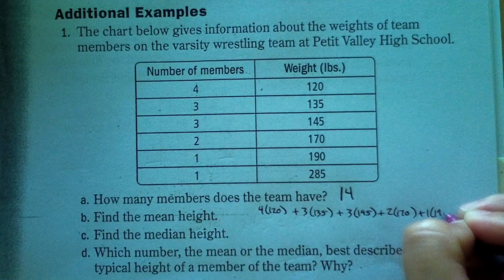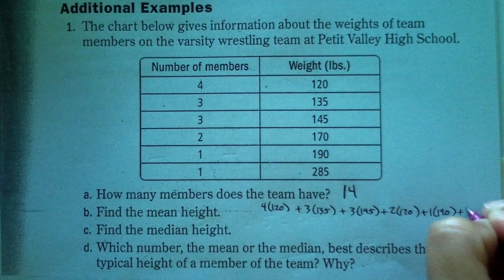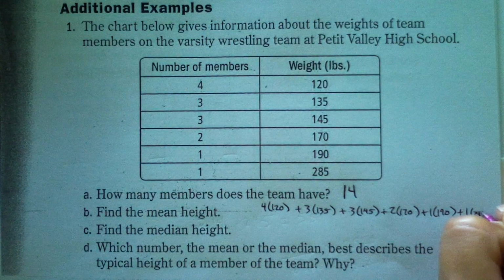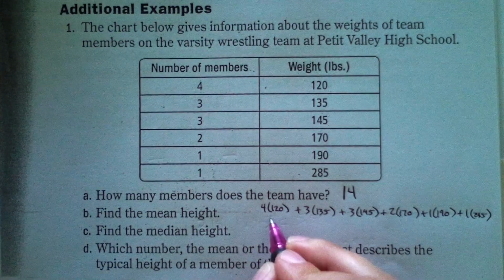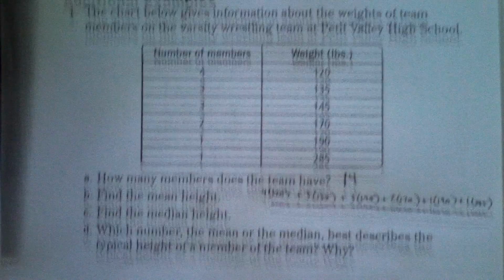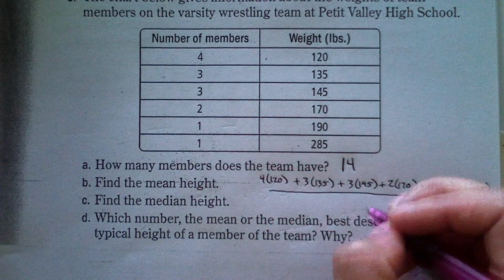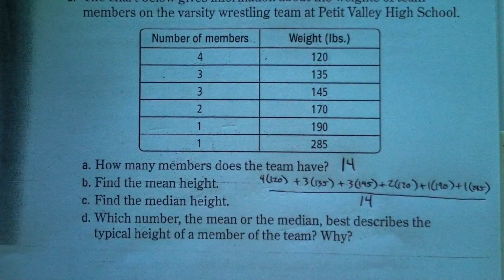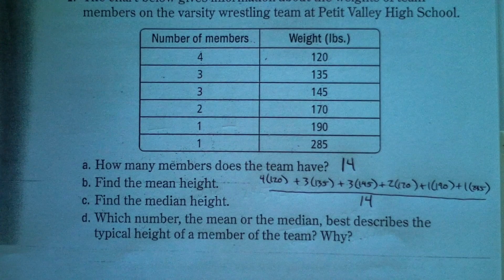And then, yeah, we would divide that by however many items we have in our list, and we just figured out that there was 14 items in our list, right? And again, I don't care if you do it this way or you just add them all up individually, either way is fine.